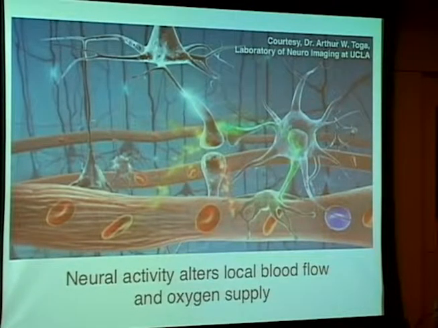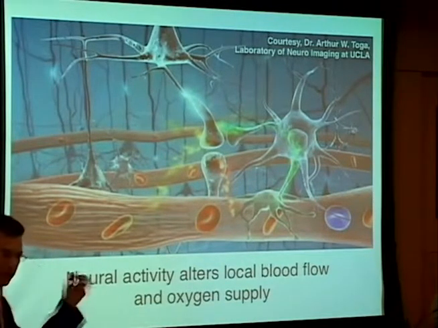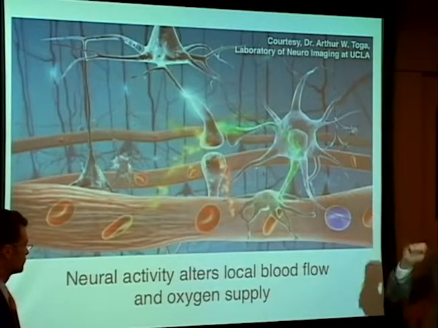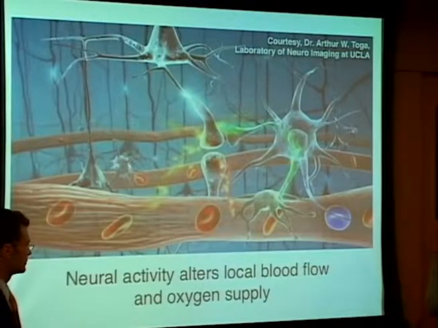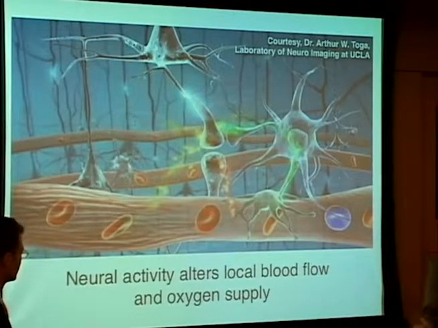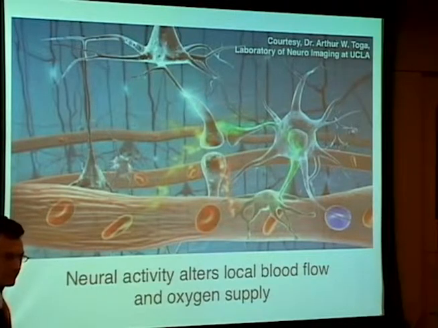If you have a patch of cortex, it increases its level of activity, then the local blood vessels increase their diameter, and more blood flows up to that spot. And you see this in muscular activity as well. If you work out, your muscles pump up. The reason they're doing that is they're getting engorged by extra blood to give more fuel and replenish the glucose and oxygen needs of the muscle.